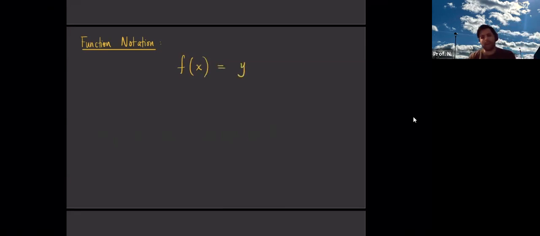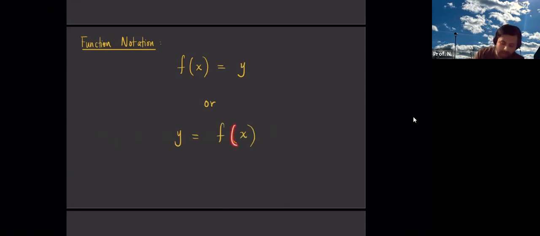Okay, and so now we're going to be discussing what's called function notation. So there's a way that we describe functions, and it's usually given by this kind of format. Either we write it as y equals f of x or f of x equals y. So that's the function notation.